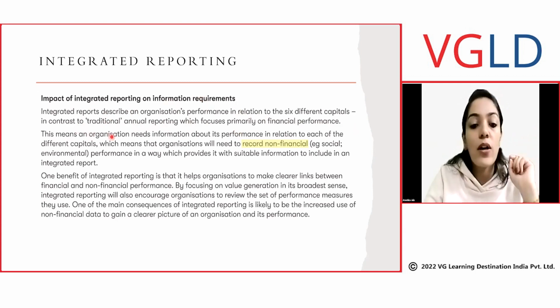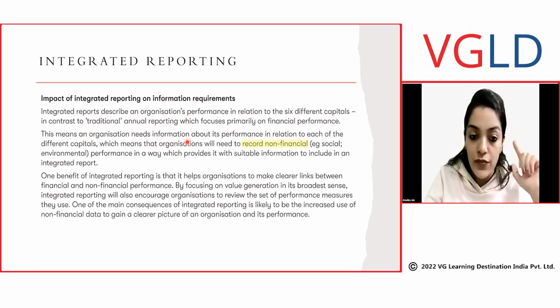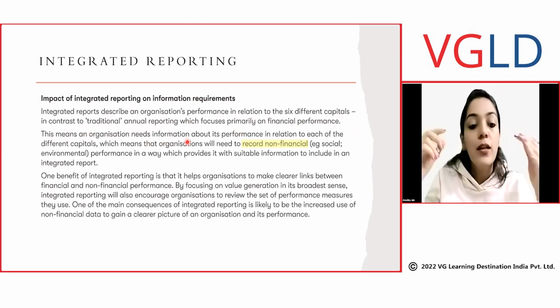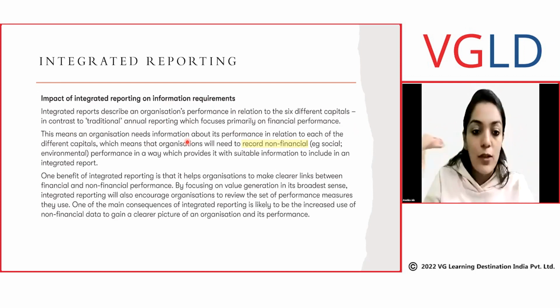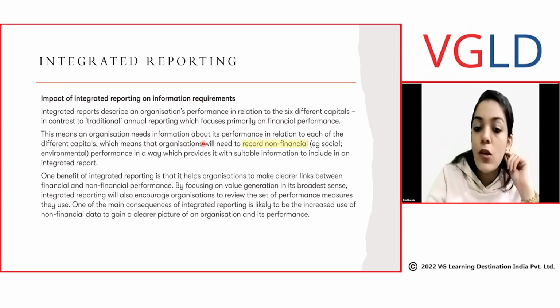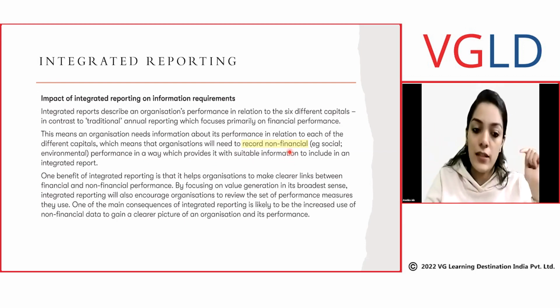This means an organization needs information about its performance in relation to each of the different capitals. So you will have to report what your performance is for financial, manufactured, and all of them. Which means that organizations will need to record non-financial performance in a way which provides suitable information to include in the integrated report.